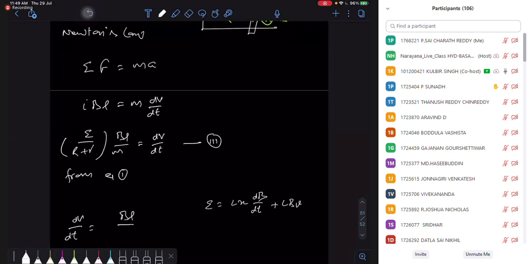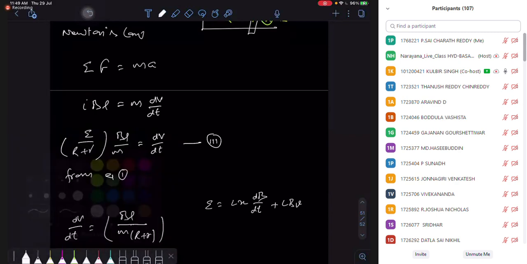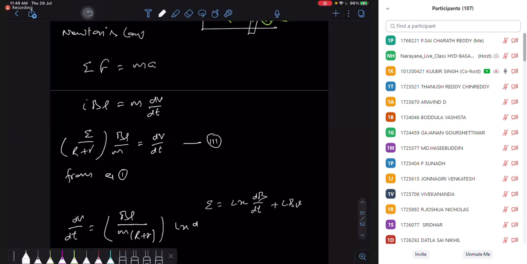Constant terms, you need not be bothered much. We have many constant terms, and we can remove all these constant terms. The important terms here are the variable terms. So what are my variables? One variable here is Lx, plus Lx dB by dt, plus LB V.